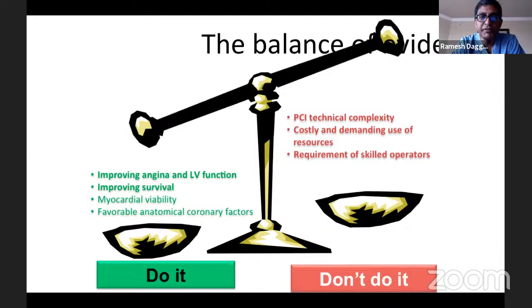we do CTO PCI not just because we want to do them, but to improve angina and improve quality of life. Though we were not able to show survival, LV function improvement, or myocardial viability improvement, for the patient, what matters is the quality of life.